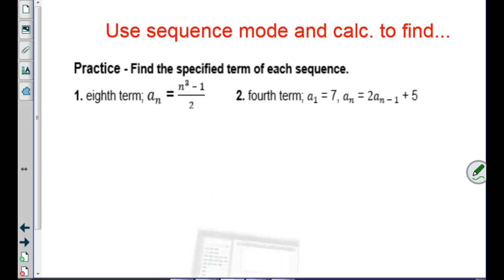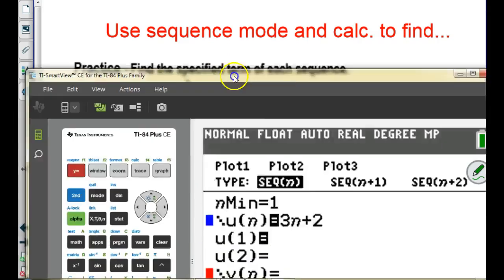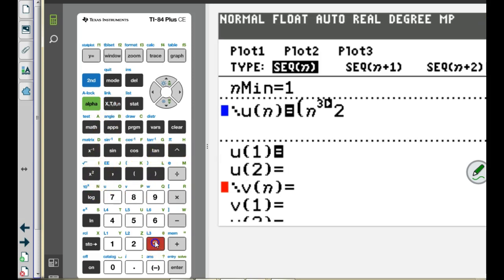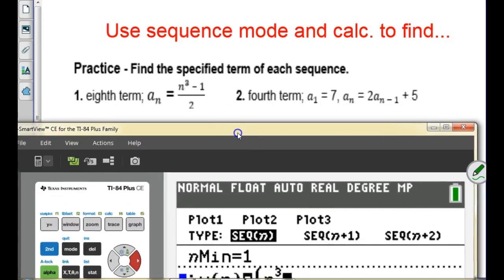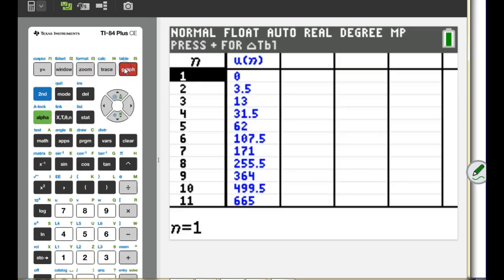If you want to use the calculator, just for practice, go back to y equals. It is an explicit formula. It's n cubed minus 1 all divided by 2, so I would put parenthesis n to the 3rd. Then what was it, guys? Minus 1, close parenthesis, oh, that's not a 1/2 power. Close parenthesis divided by 2. Is that what, do I have it in right? Okay. And then if you go to the table, the 8th term is 255.5.